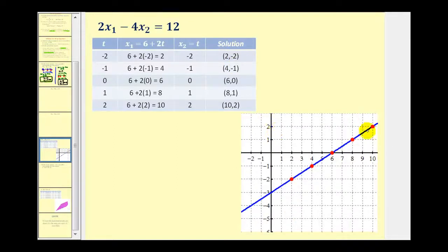Again, thinking of the x-axis as the x sub 1 axis, and thinking of the y-axis as the x sub 2 axis. If we plot these 5 points, we can sketch our line, which is another way to represent a solution to a linear equation with two unknowns. Let's take a look at a second example.